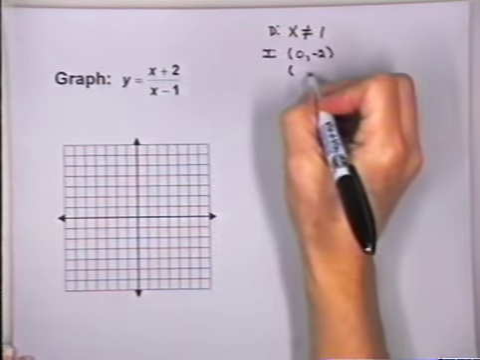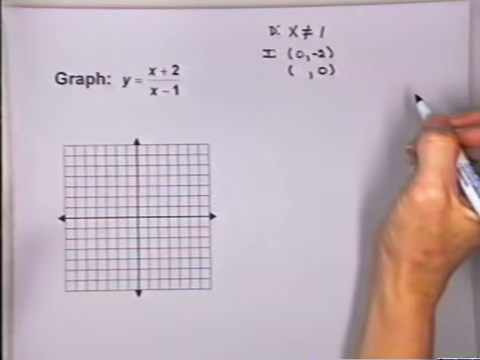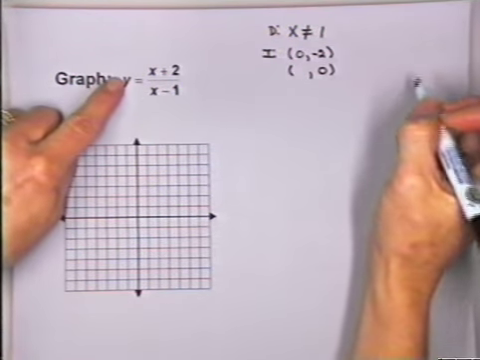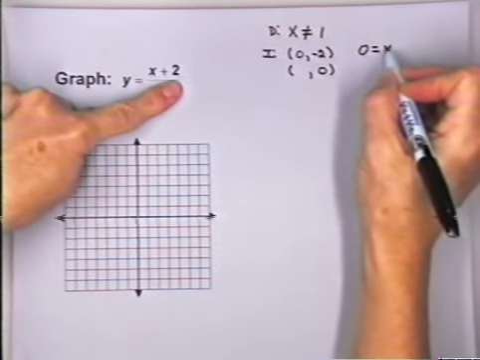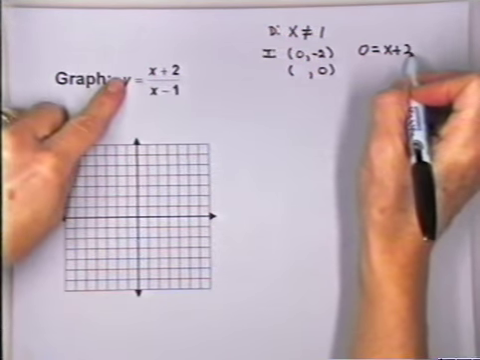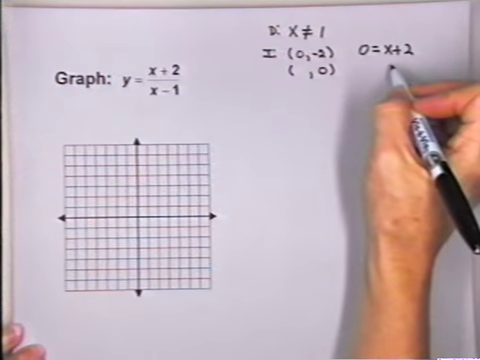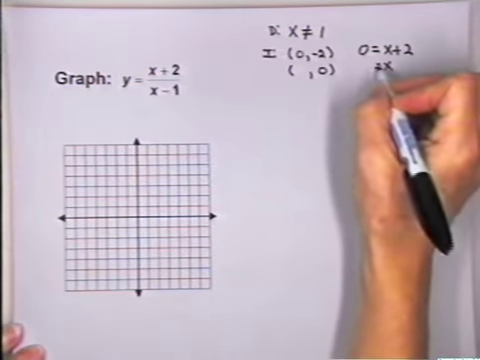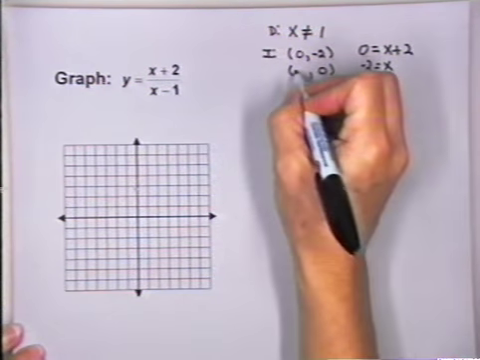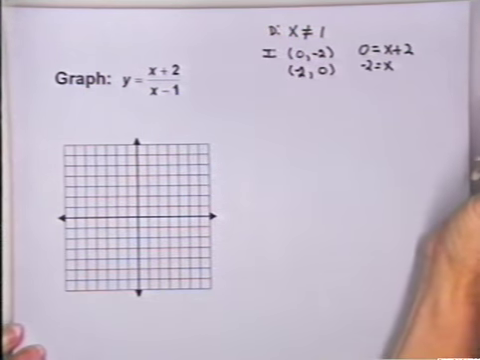Now, let's decide, can we let y be 0? Well, if we let y be 0, remember what we're saying is that the numerator is equal to that 0. Well, we can solve this equation, can't we? If 0 equals x plus 2, then x is negative 2. So we have the intercept negative 2, 0 also.